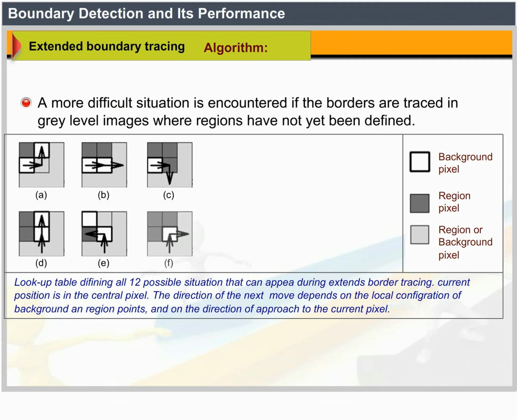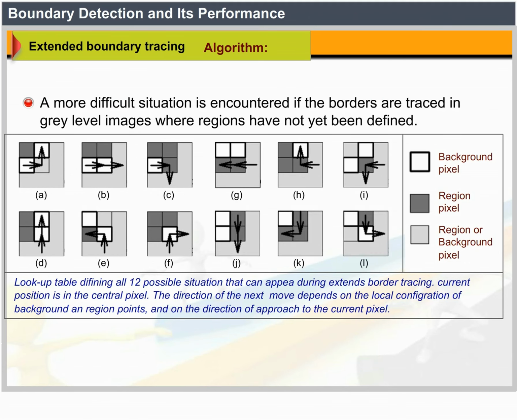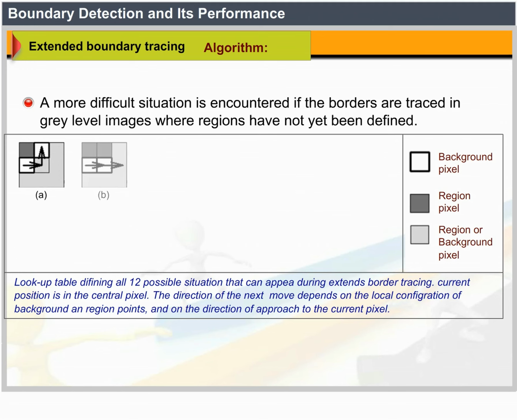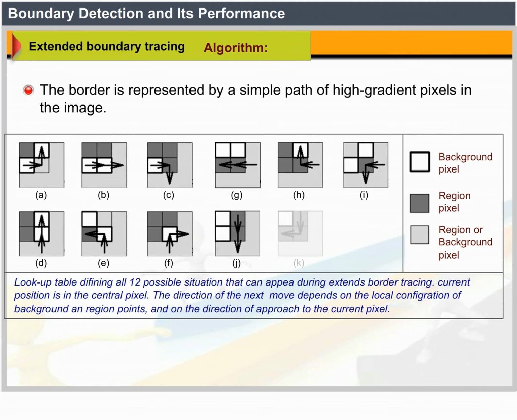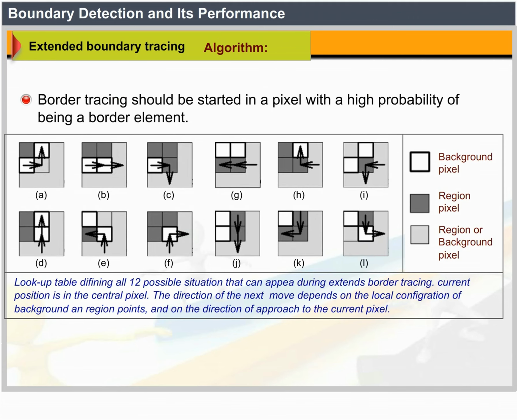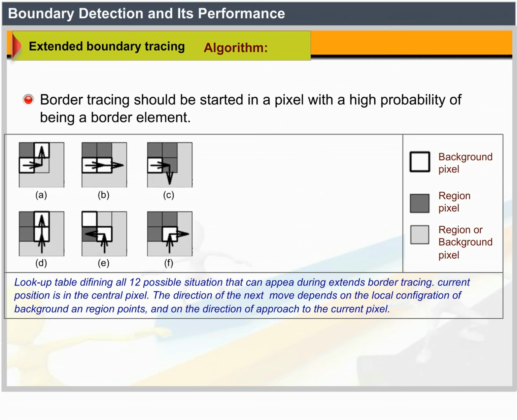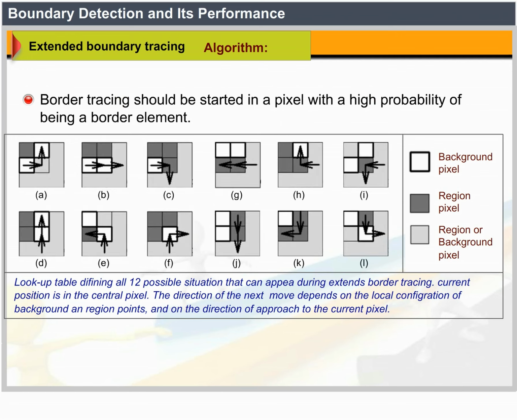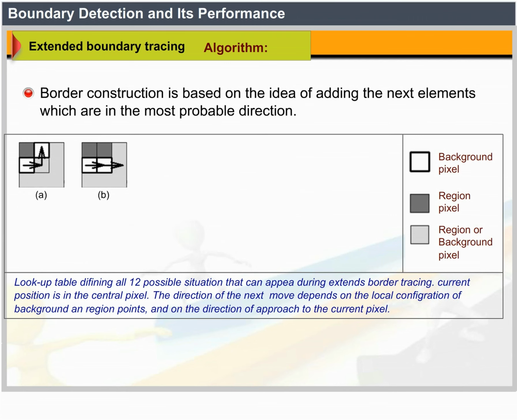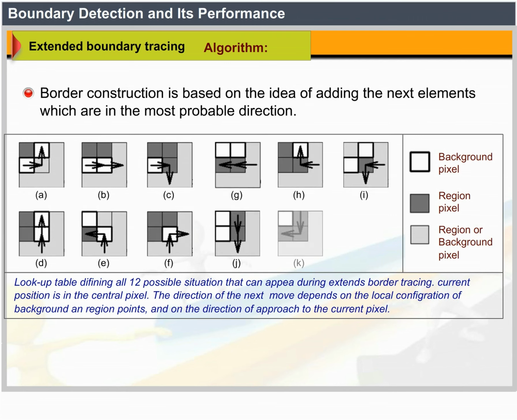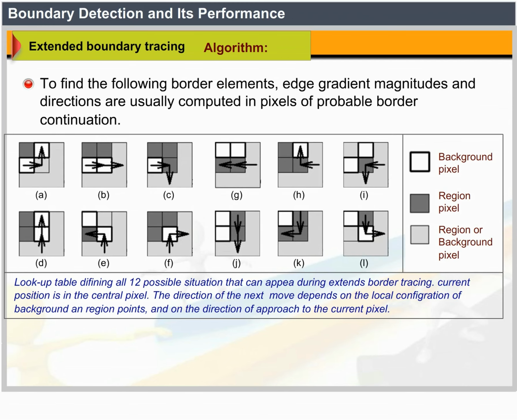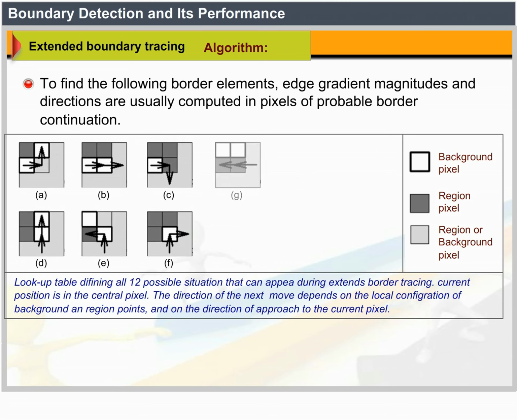A more difficult situation is encountered if the borders are traced in gray-level images, where regions have not yet been defined. The border is represented by a simple path of high-gradient pixels in the image. Border tracing should be started in a pixel with a high probability of being a border element, and then border construction is based on the idea of adding the next elements which are in the most probable direction. To find the following border elements, edge gradient magnitudes and direction are usually computed in pixels of probable border continuation.